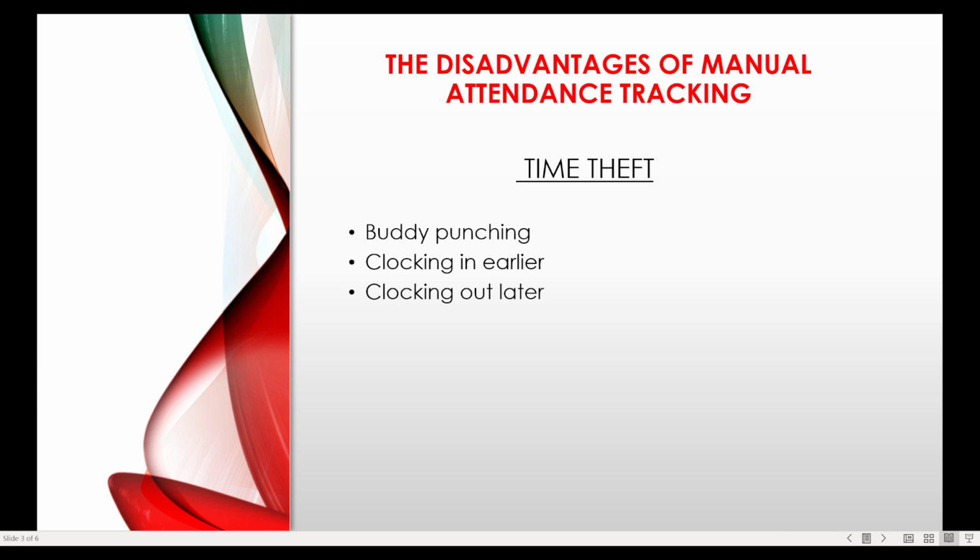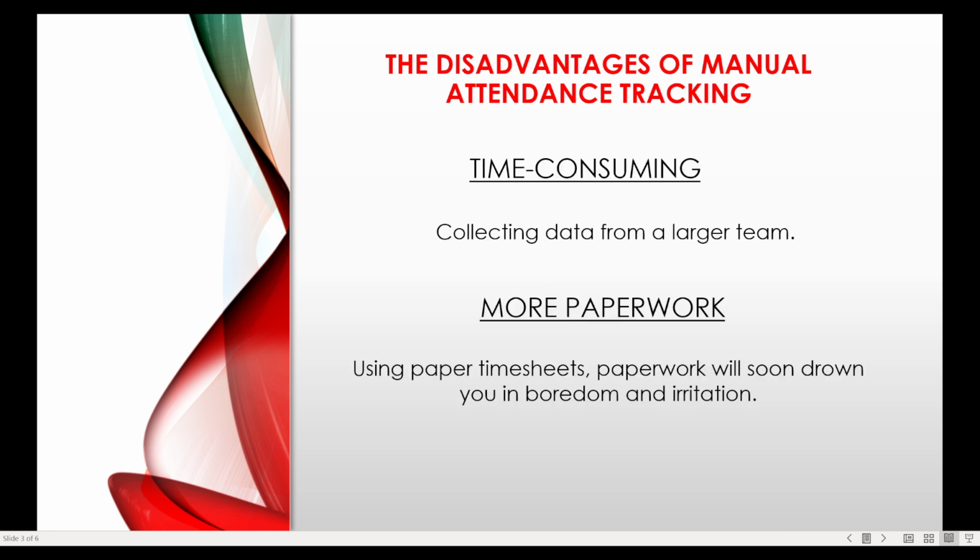And the second one is clocking out later or earlier. So a student comes in, and let's say we have a large class, a large number of students. It will be hard for the lecturer to tell who goes out early or who steps out late. So he comes in and he can walk out at any time, and there's nothing to check, because the records are kept manually.